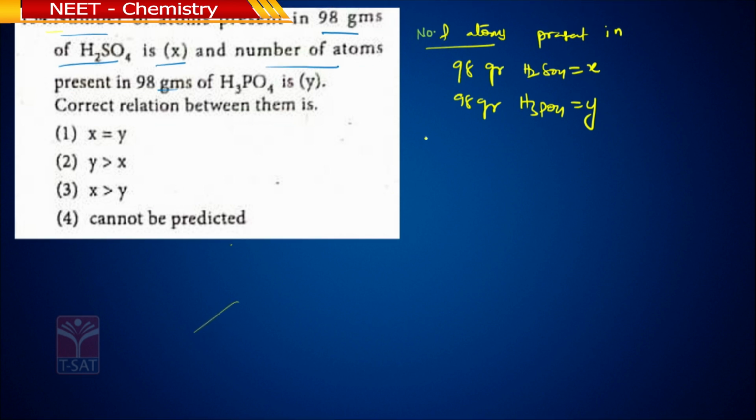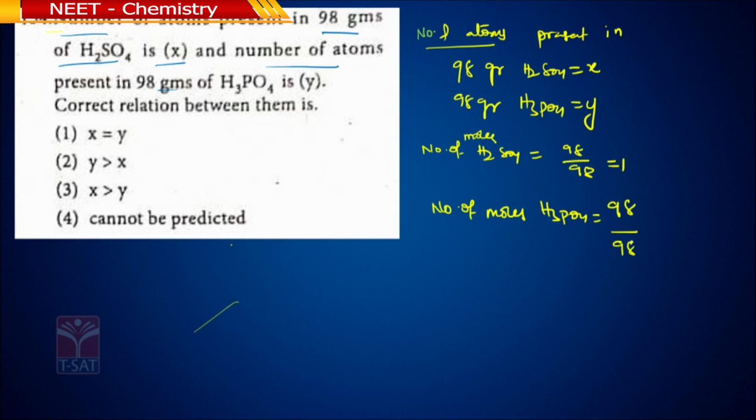First of all, to know the relationship we need to find the number of moles. Number of moles is equal to weight by molecular weight. For H2SO4, weight is 98 and molecular weight is 98, so 1 mole. For H3PO4, weight is given as 98 and its molecular weight is also 98, so it is also 1 mole. So both are 1 mole.